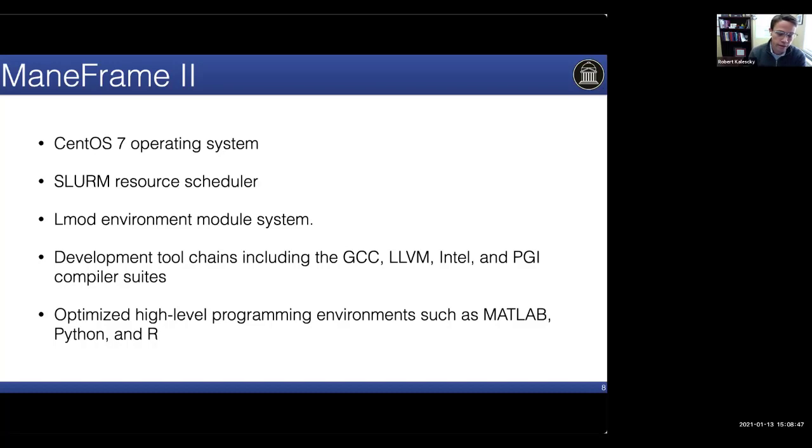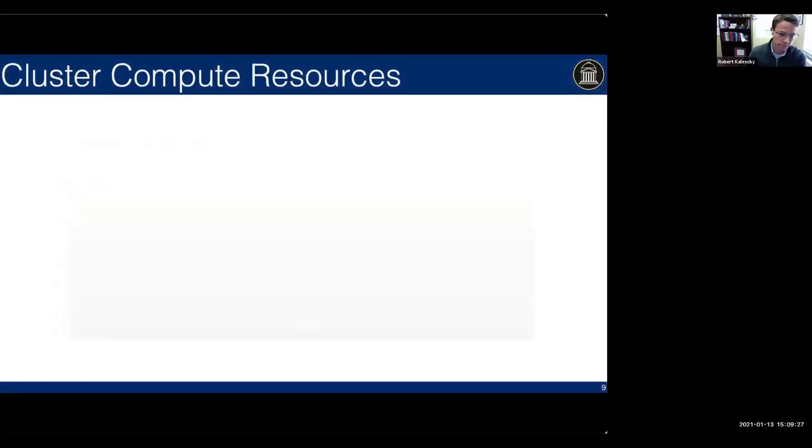We have lots of development tool chains you can use to build code or write in Python, what have you. So if you're doing C, C++, or Fortran, we have lots of compilers to choose from and lots of highly optimized math libraries to build upon. And we also have lots of optimized high-level programming environments such as MATLAB, Python, and R, with many different versions of each, and different packages associated with them that can be tailored to the specific workflows, needs, and requirements for your specific research and teaching.